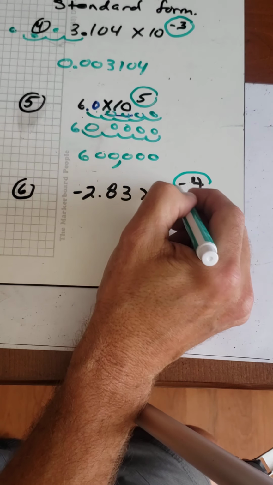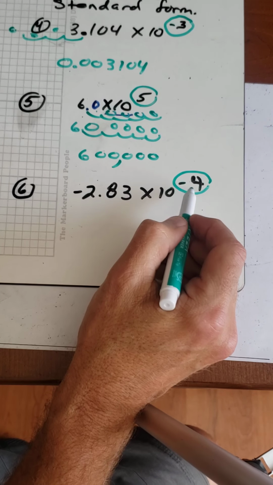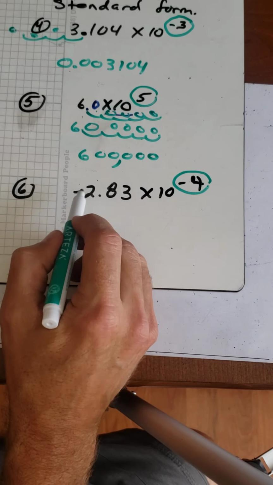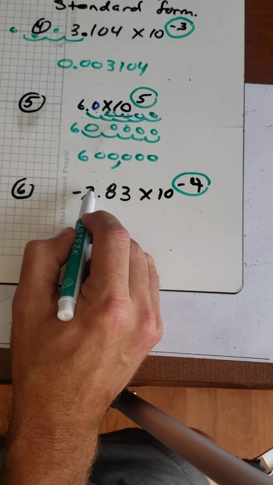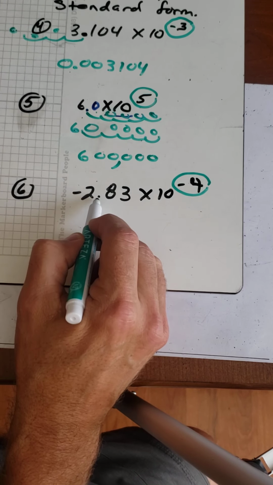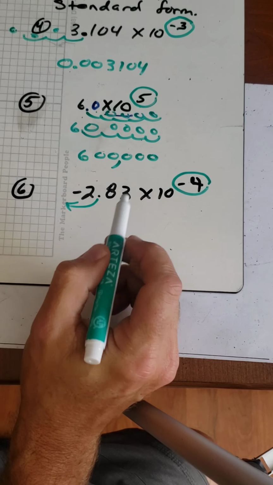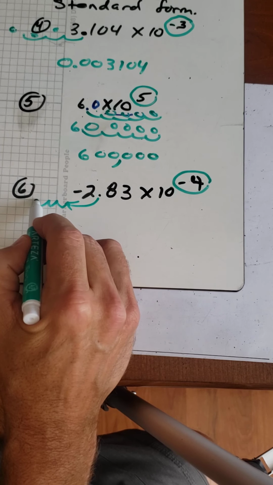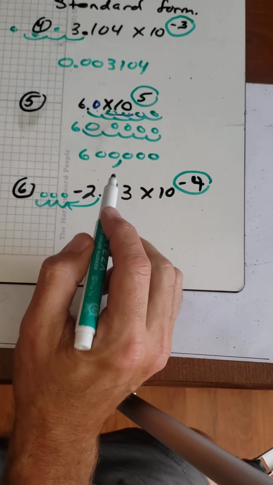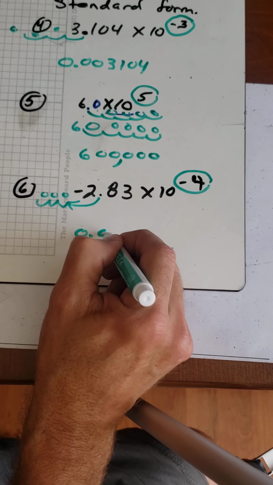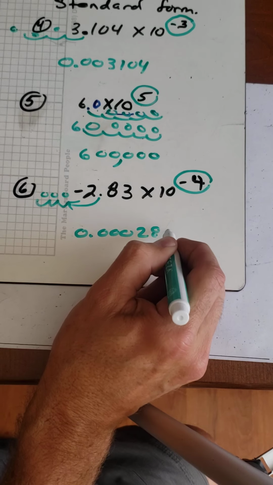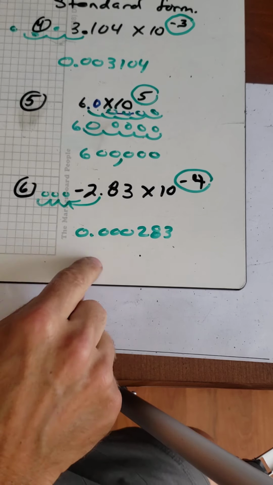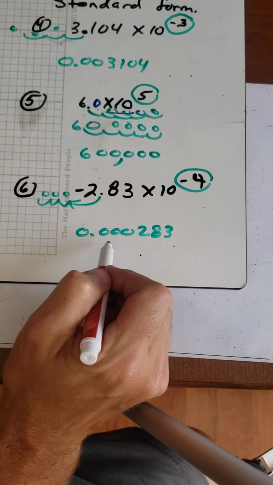The first thing I'm going to do is look at this and say, okay, my answer needs to be less than 1. And remember, excluding the negative, that doesn't matter. The only way I can make this number here, 2.83, less than 1, is if I move it that direction. So I'm going to move it that direction 4 times. So I've got 1, 2, 3, 4. So I plug in zeros in there. So I'm going to have 0.000283, like that.